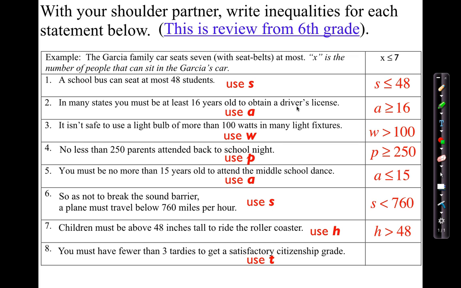Number 8, you must have fewer than 3 tardies to get a satisfactory citizenship grade. So here we're going to go ahead and say T has to be less than 3. So it can't be equal to, it has to be less than.